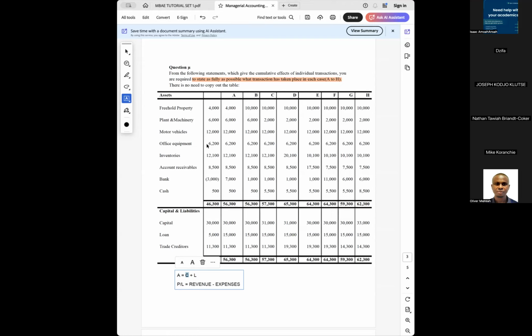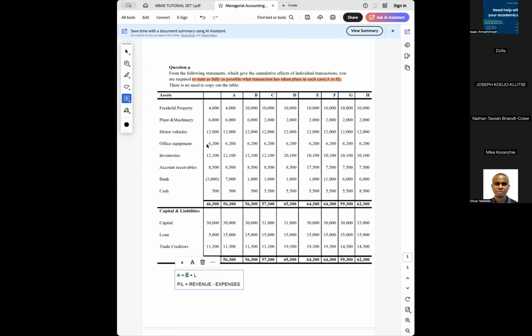Then again, it would increase capital, right? So whilst freehold property will increase, capital will also increase. Then that will suggest that an owner has made a contribution of capital in the form of freehold property. That will be the transaction.